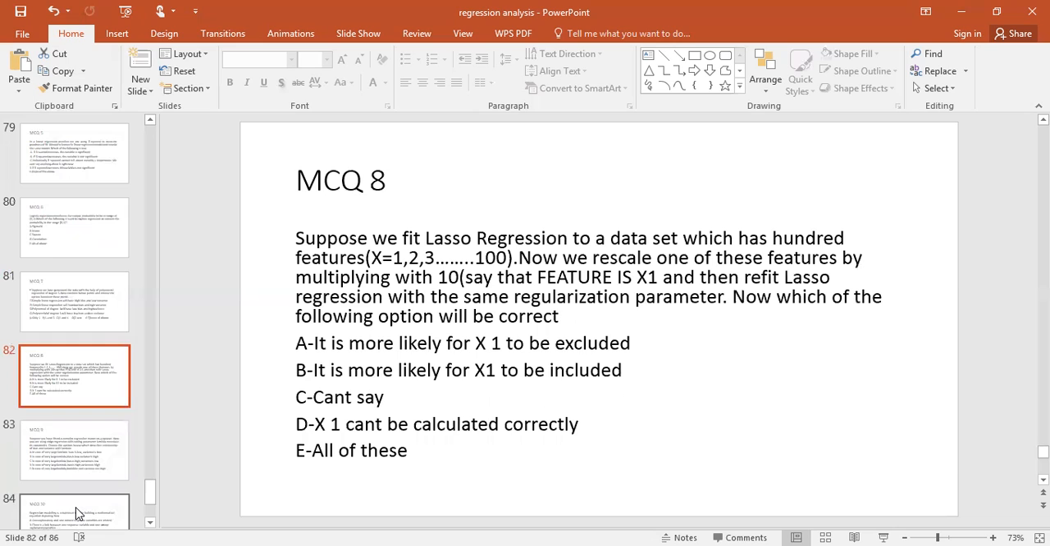Suppose we fit lasso regression to a dataset which has 100 features. X is equal to 1 to 100. Now we rescale one of these features by multiplying with 10. Say that feature is x1 and then we fit lasso regression with the same regularization parameter. Now which of the following options will be correct? A. It is more likely for x1 to be excluded. B. It is more likely for x1 to be included. C. Cannot say anything. D. x1 cannot be calculated correctly. E. All of the above. It is B. It is more likely for x1 to be included.